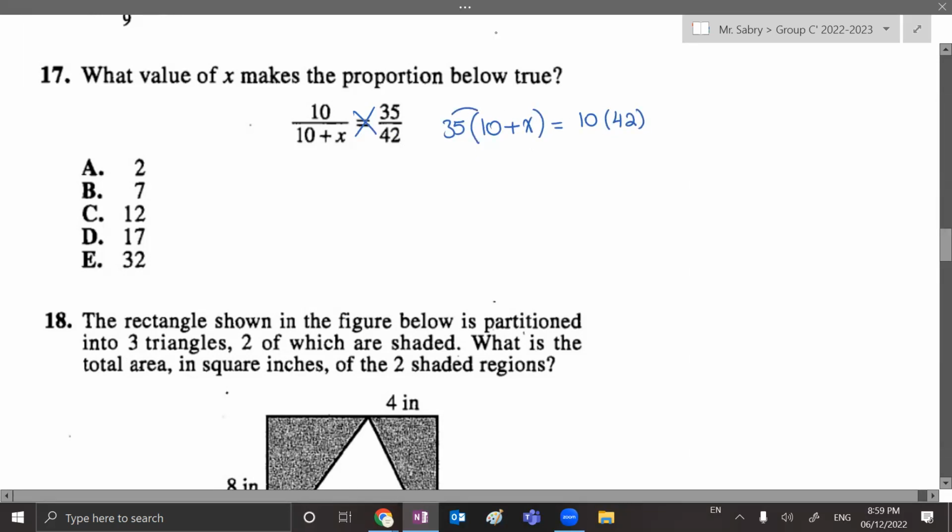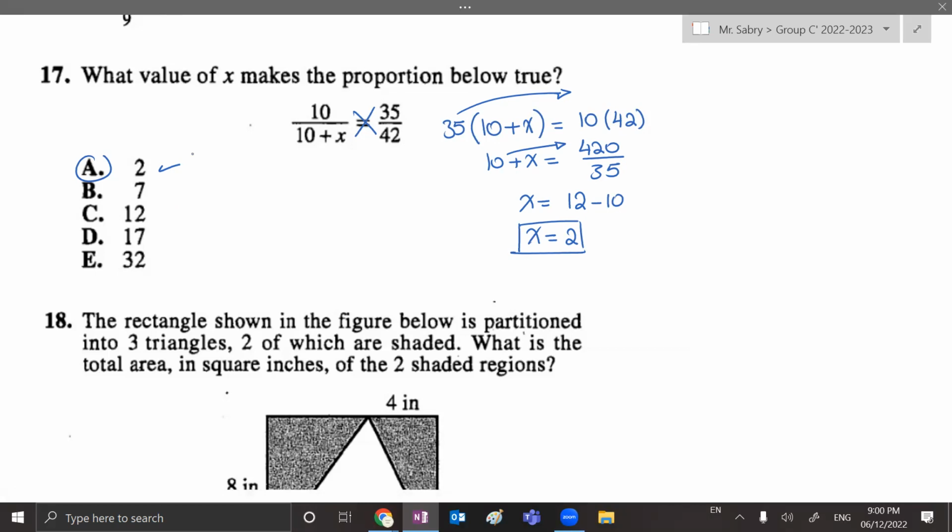So you can just move the 35 to the other side by division right away. I'll have 10 plus x equals 420 divided by 35. Can someone tell me what's the answer for this? What's 420 divided by 35? 12. Okay, 12, and then move the 10 to the other side by subtraction. So 12 minus 10 will give me the x value equals 2. So x needs to be equal to 2, and that's it. Does this make sense, everyone?